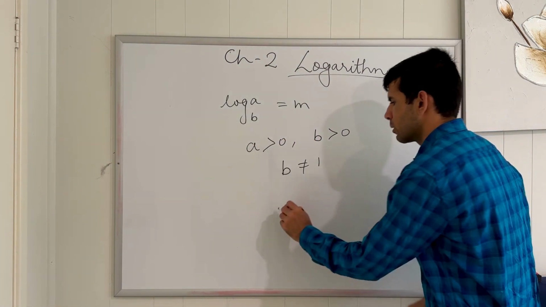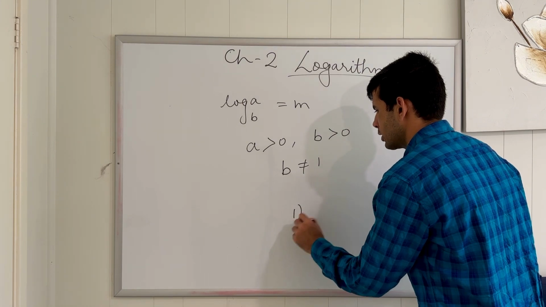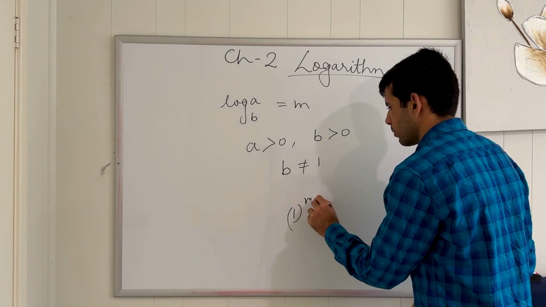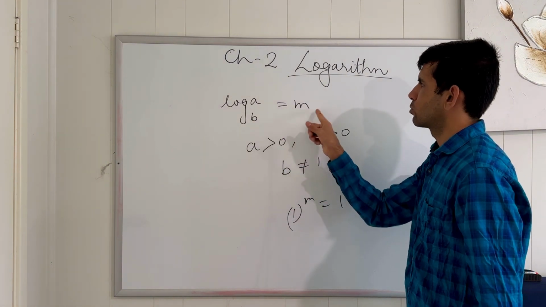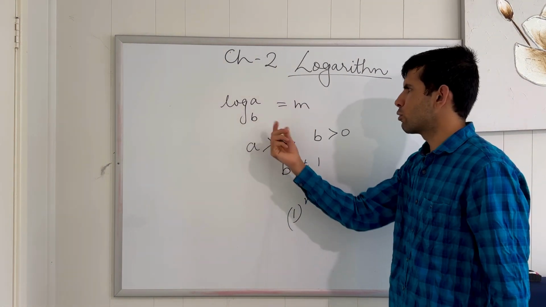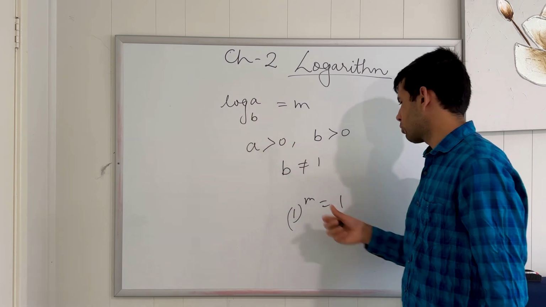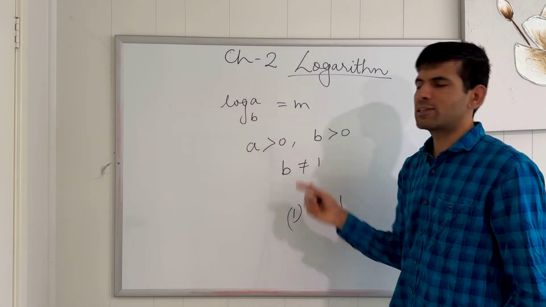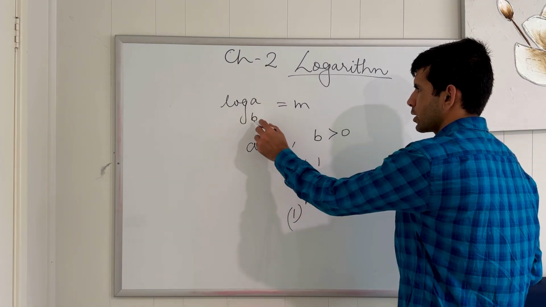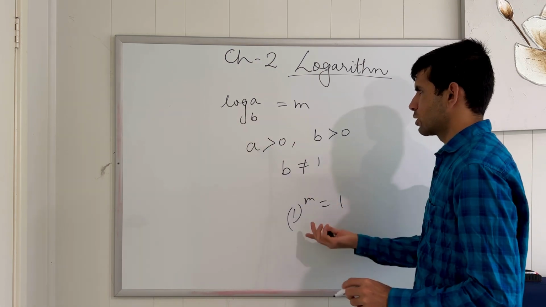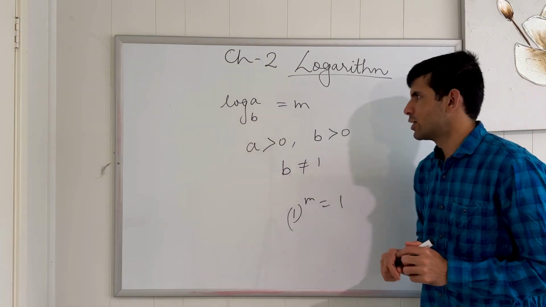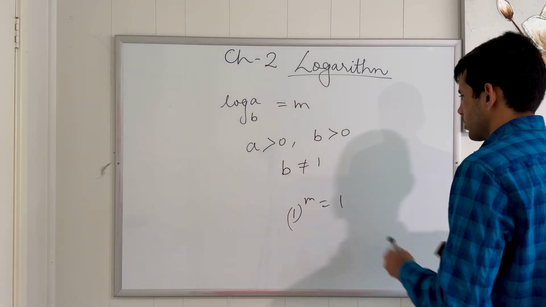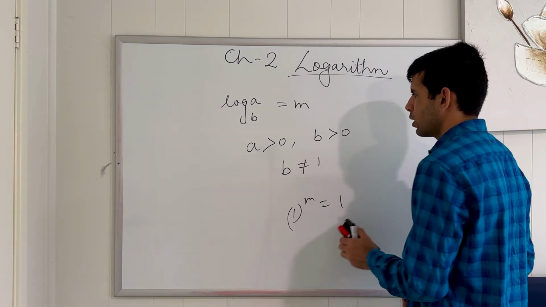Why? Because if b becomes 1, then any power of 1 is always 1, right? If it's 1, then 1 square, 1 cube, whatever power you take on 1, it will always be 1. So the log fails here. That's why b can never be equal to 1. So this is a condition, and a and b should both always be positive. They cannot be negative. This is just a condition. You can write it down.